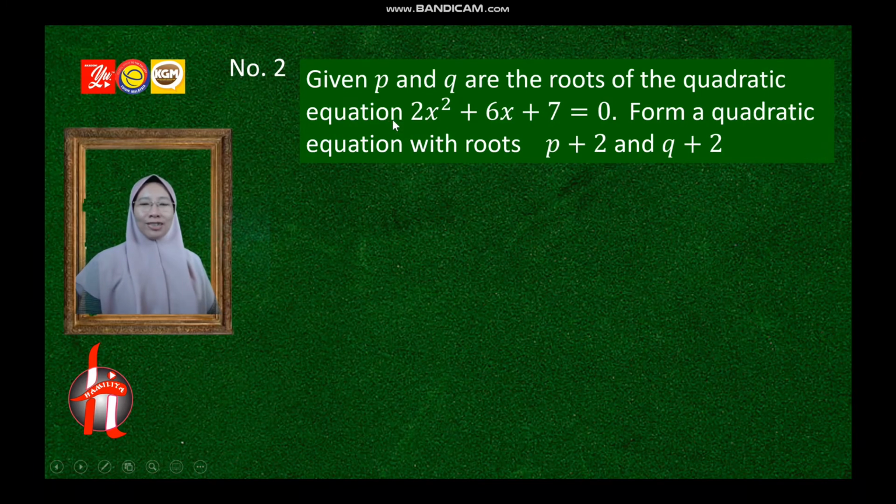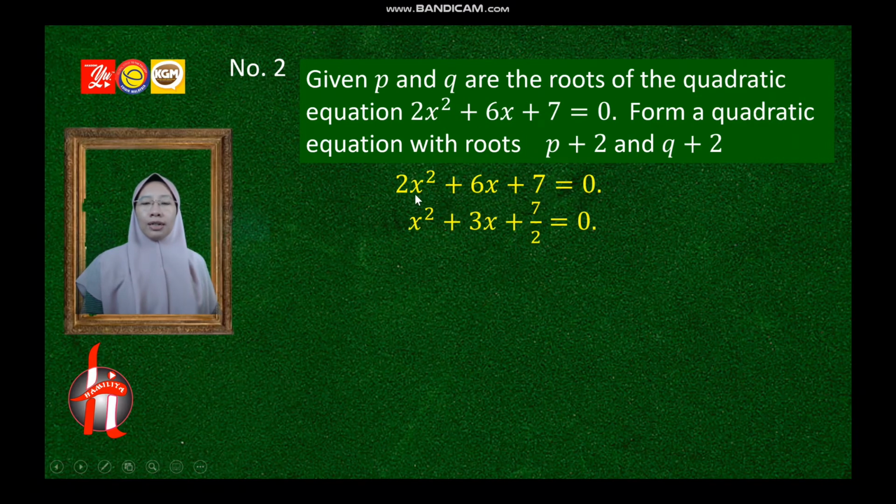Let's see question number 2. Here we are required to form a quadratic equation with roots p plus 2 and q plus 2. So firstly, we just write down the initial equation, and then we must make sure the coefficient of x squared is 1. Therefore, we divide every term with 2 so that we get x squared plus 3x plus 7 over 2 equals 0.